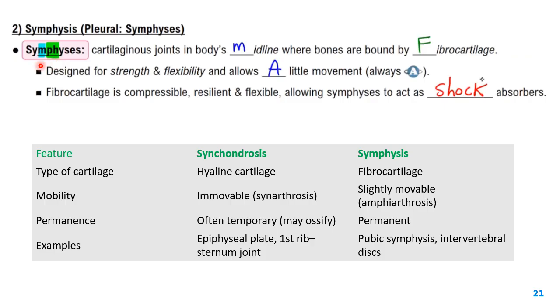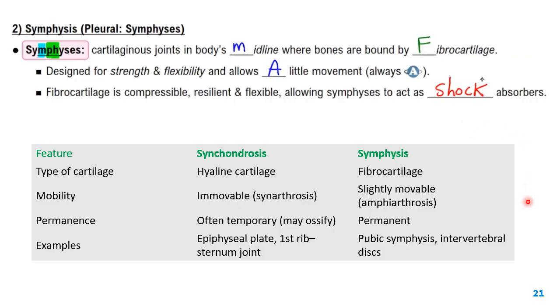Now the F part is for fibrocartilage. It's not for anything else that you're thinking of with an F. No, it's fibrocartilage. All right. So middle of the body, fibrocartilage. Mainly you have just a little bit of movement or no movement. So you classify that as amphiarthrosis. Okay.